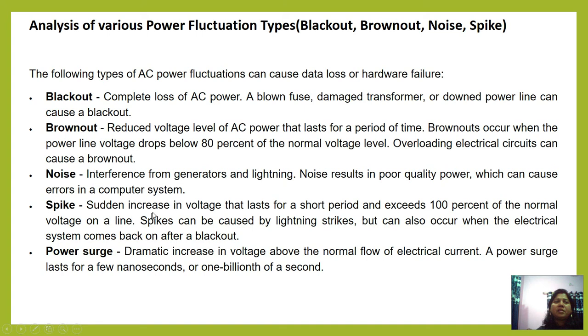Then spike, a sudden increase in voltage that lasts for a short period and exceeds 100% of the normal voltage on a line. A spike can be caused by lightning strikes but can also occur when the electrical system comes back on after a blackout. Power surge, a dramatic increase in voltage above the normal flow of electrical current. A power surge lasts for a few nanoseconds, or 1/1000th of a second.